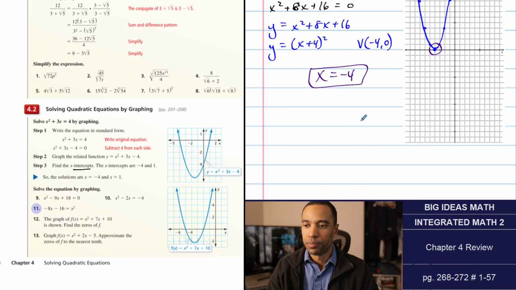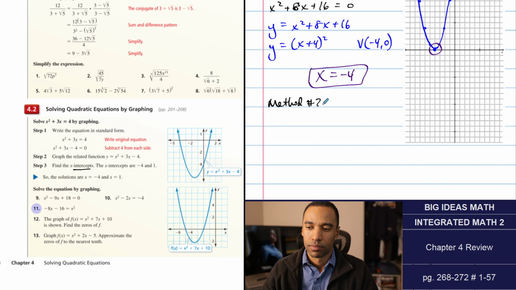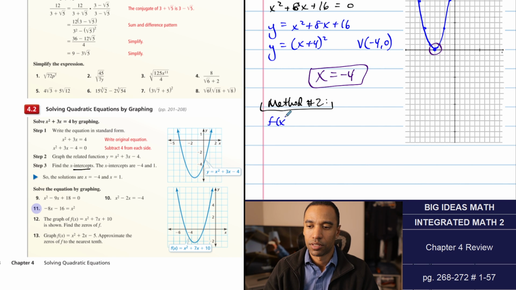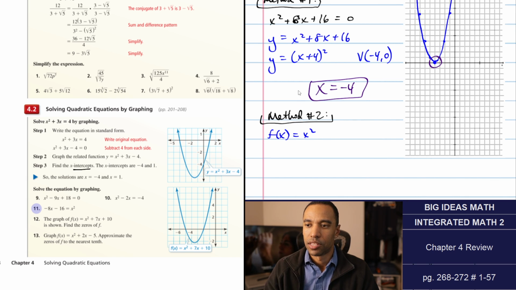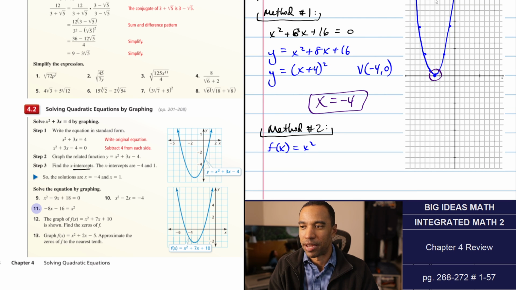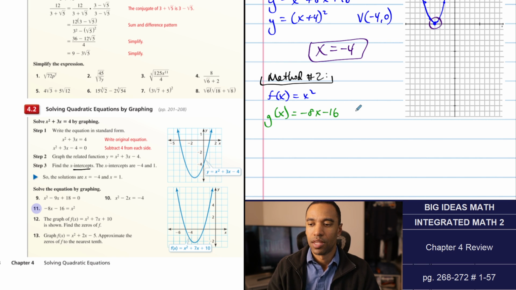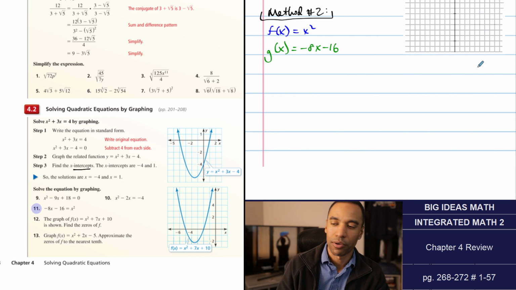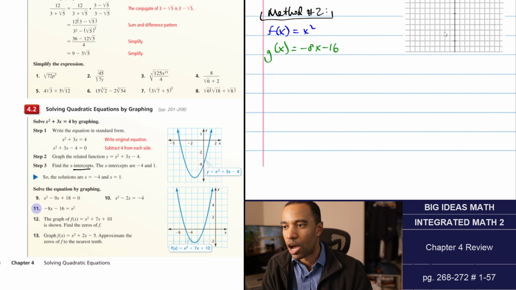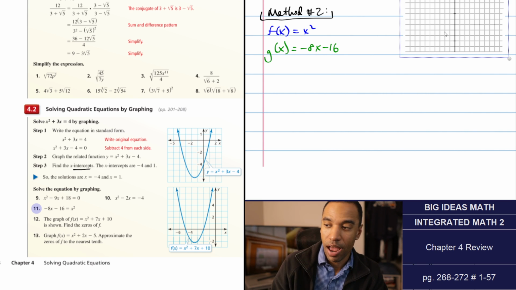Method number 2, we're going to graph them as they are. I'm going to graph f of x equals, I'll call the first one x squared. The second one I'm going to do the negative 8x minus 16. So g of x equals negative 8x minus 16. And I'll give you a different graph for these ones as well. I don't need any more information on how to graph these, right?